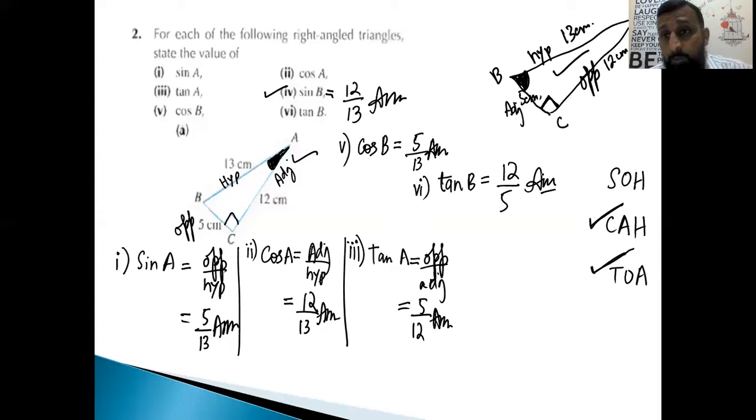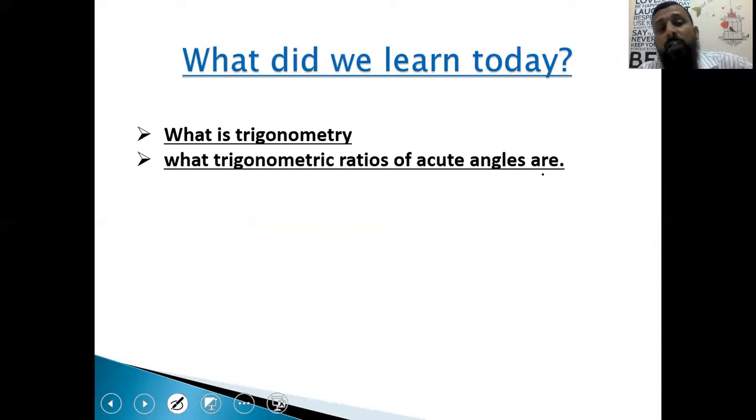So dear students, I hope your concept is all clear about right angle triangle. What are the names of the three sides and how do we name them? By considering acute angle A or B. At a time, you will only consider one acute angle. That's why I've drawn the figure 2 times, right? So what did we learn today, boys and girls?